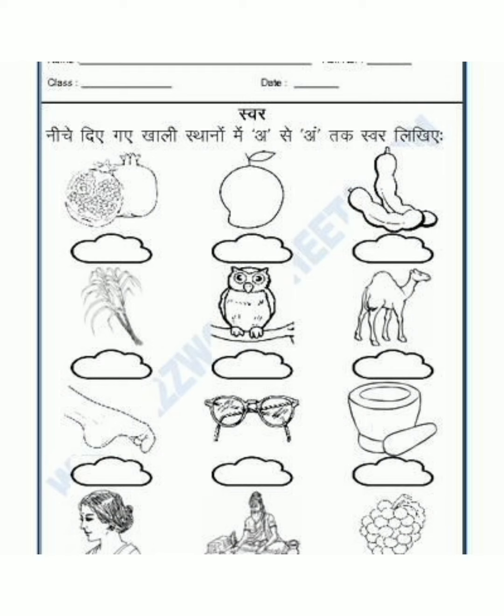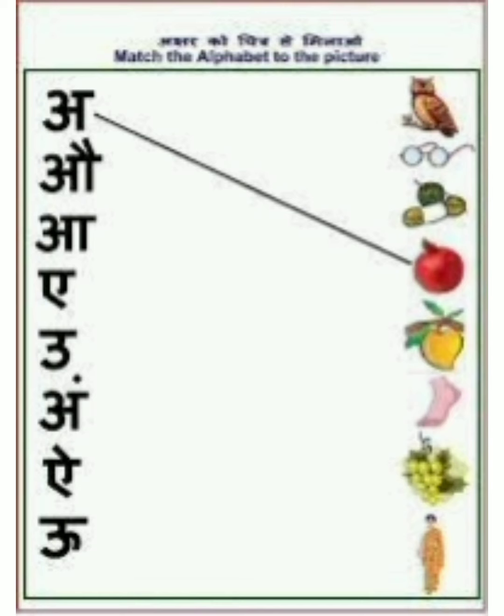Now the next sheet is matching. Match the akshar with the picture. Now students, you have done it in the copy. You know how to do it. You just have to take the printout and do the work.